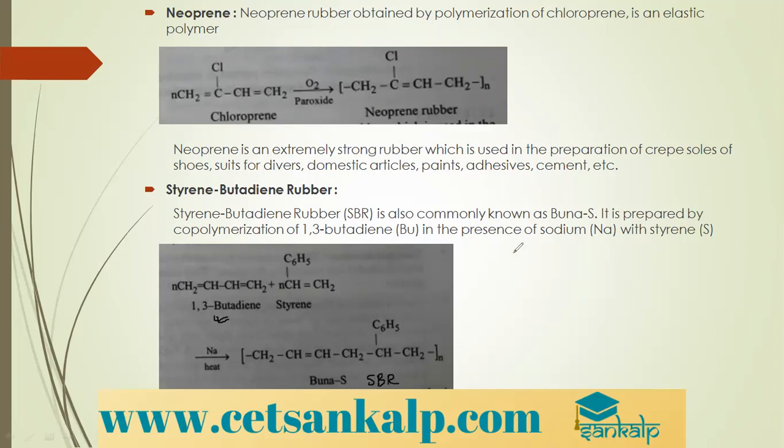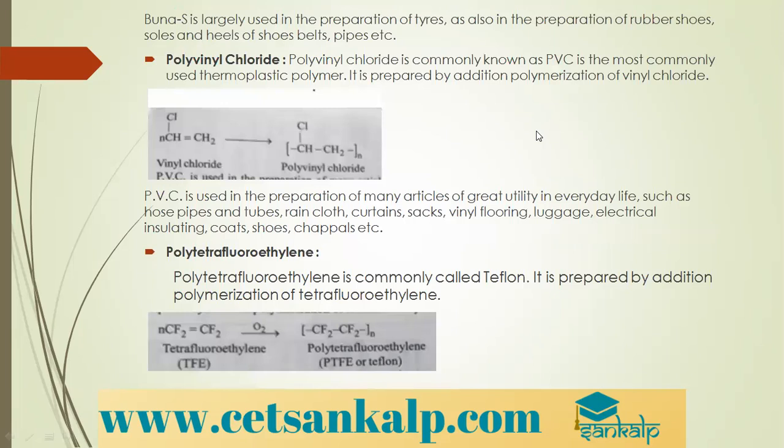Why is it called Buna S? Butadiene, Bu is taken. This reaction is carried out in presence of sodium, therefore Na, and with styrene, therefore S. So it is called Buna S. You have one more which is called Buna N. So these are all examples of copolymers. Buna S is largely used in preparation of tires, as also in rubber shoe soles, heels of shoes, belts, pipes, etc. Polyvinyl chloride, PVC.